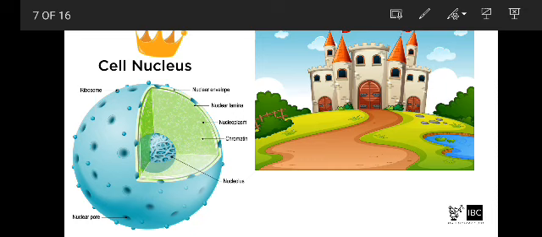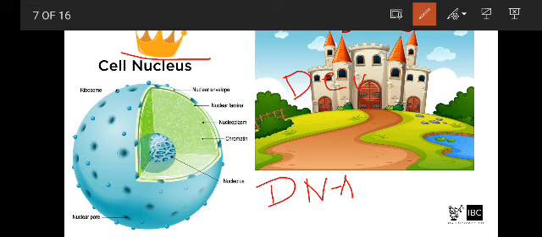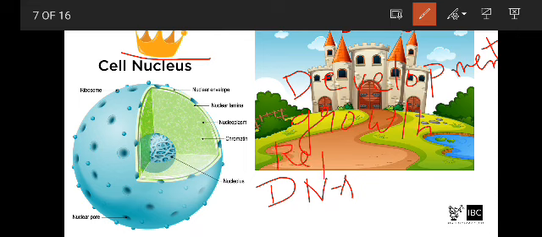Deeper within the castle lay the nucleus, the heart of the operation. It was like the wise king, overseeing the kingdom's affairs. Here the DNA resided, coiled up like a precious scroll. It provides the instructions needed to guide the castle's development, growth, and reproduction.